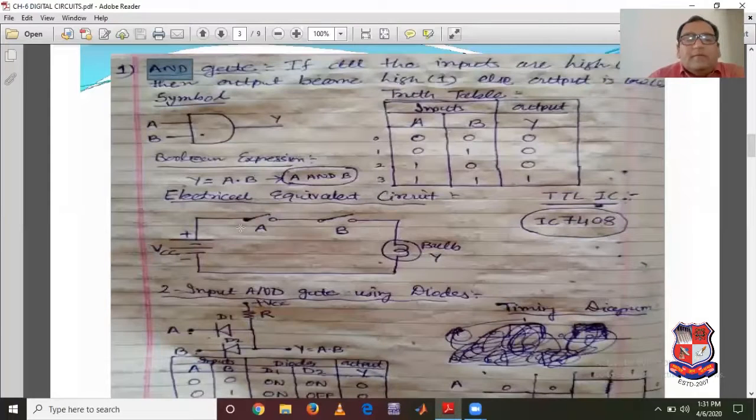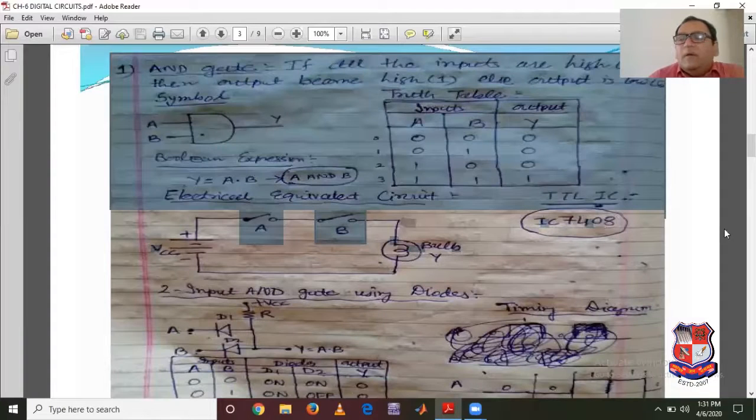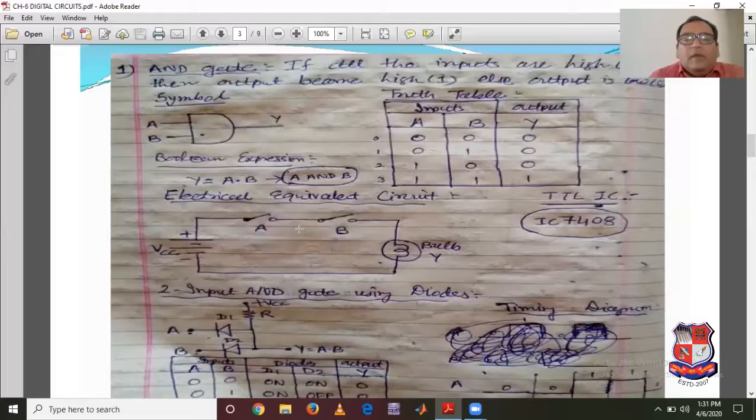So here we can say both the switches are open, then this bulb is off. So we can say 0 0, output is 0. If this switch is open, but this switch is closed, closed means logic 1, so 0 and 1, output is 0 because this circuit is open, so bulb is off. If switch A is closed and B is open, then again this circuit is not completed, so this bulb is off, or we can say output is 0.